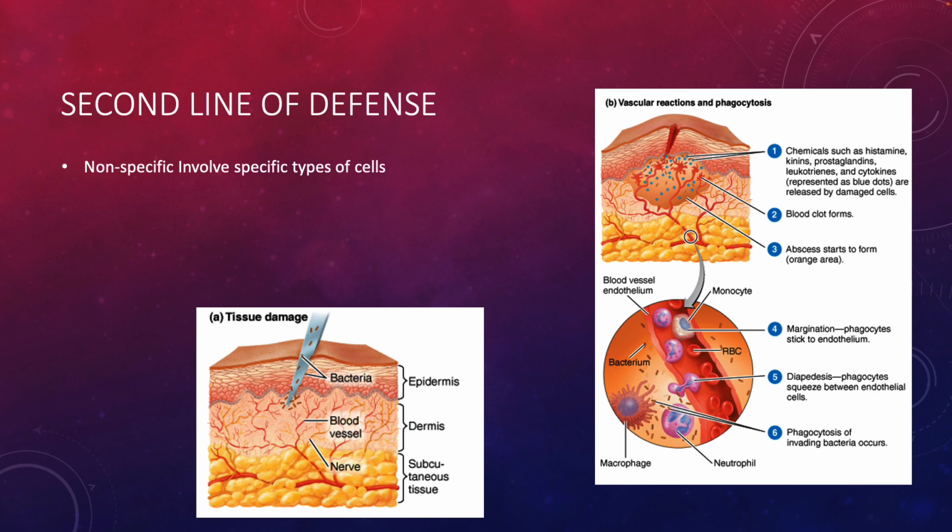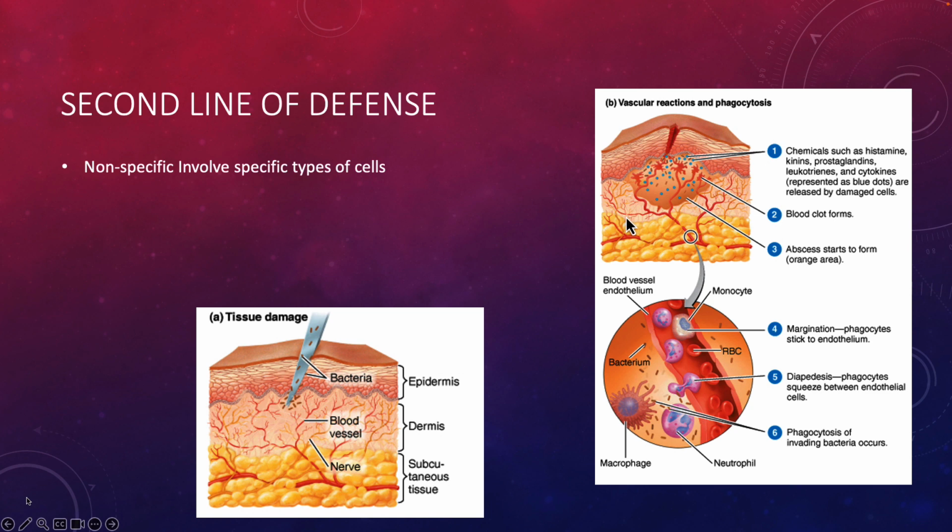And generally, when we talk about the second line of defense, we're talking about specific types of cells that are involved. What we're seeing in these images here is how you might need to begin to use your second line of defense. Here they're illustrating there's been some tissue damage, perhaps a needle stick or a cut, and bacteria have been introduced through the epidermis into the dermis. And you notice there's blood vessels in here, there's connective tissues, etc.